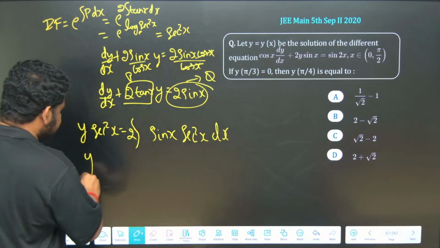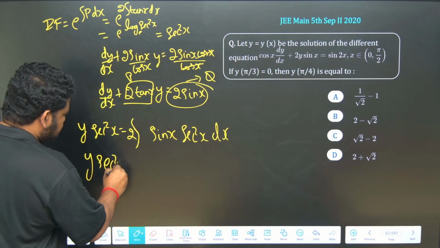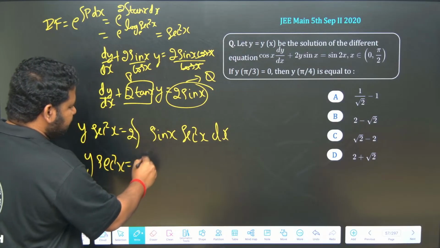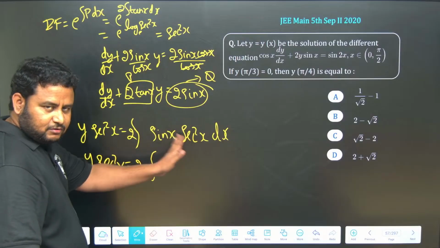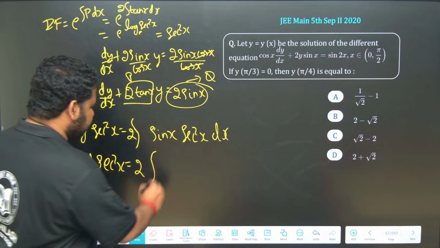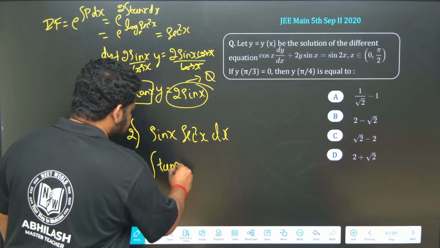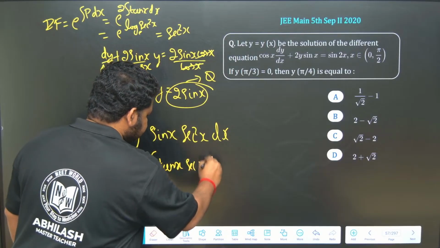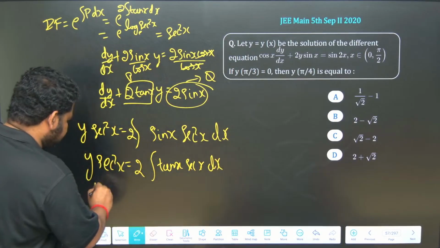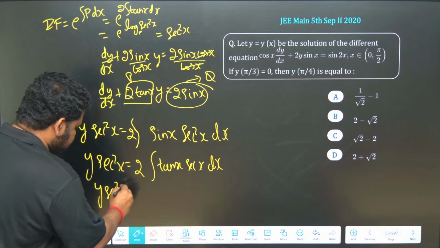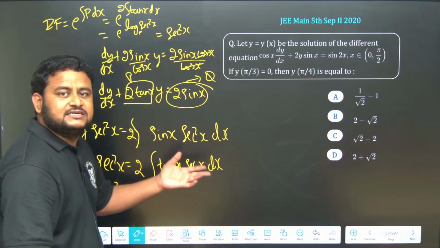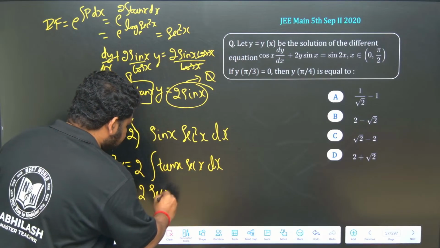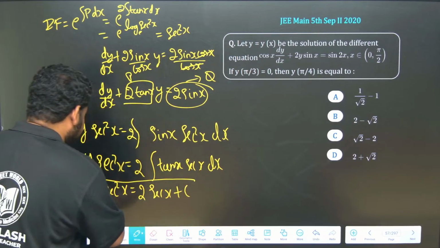So y into secant square x is equal to 2 times the integral of, if I write secant square x as 1 by cos x into 1 by cos x, this will become the integral of tan x into secant x dx. So this will give me y into secant square x is equal to 2 times the integral of tan x secant x. Integral of tan x secant x is what? It is secant x plus c. This is the equation I got now.